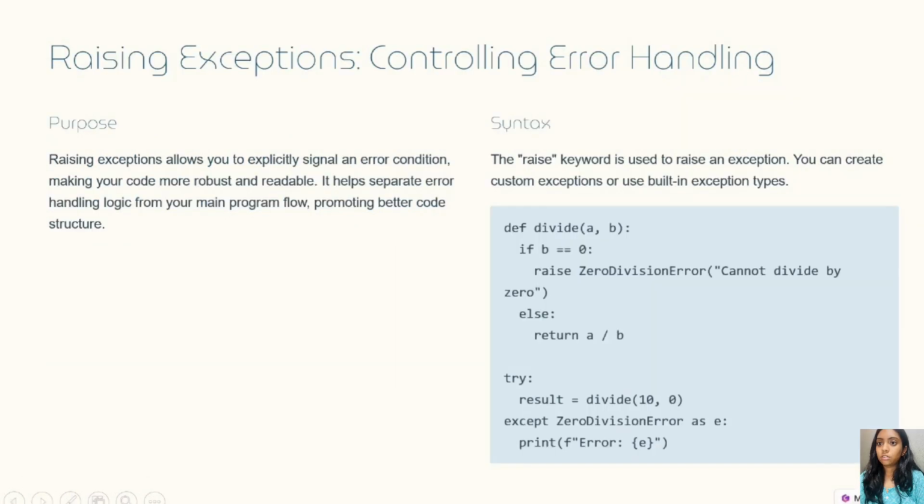Raising exceptions. Controlling error handling. Purpose of raising exceptions. Raising exceptions allows you to explicitly signal an error condition, making your code more robust and readable. It helps separate error handling logic from your main program flow, promoting better code structure. And coming to the syntax, the raise keyword is used to raise an exception. You can create custom exceptions or use built-in exception types.